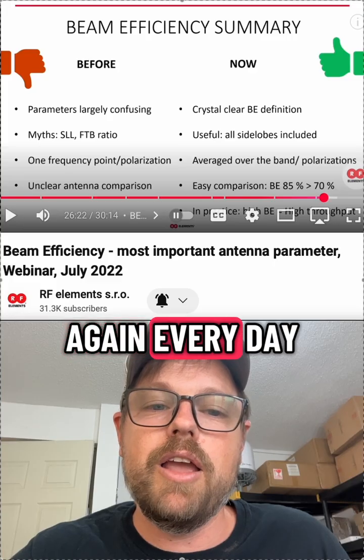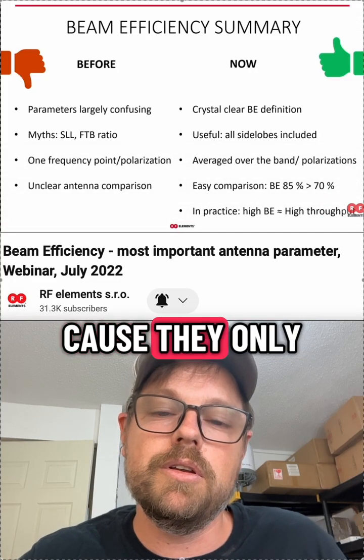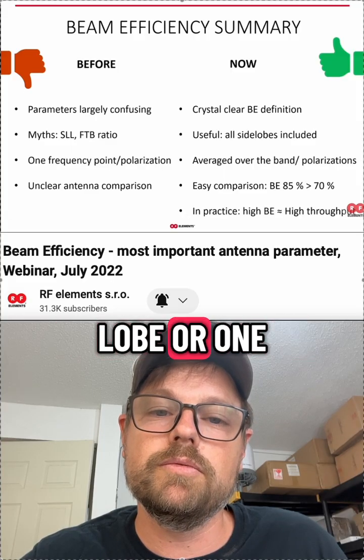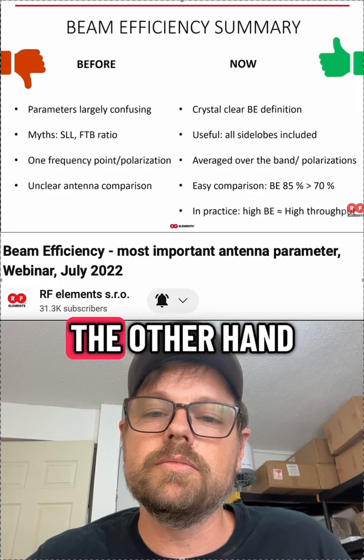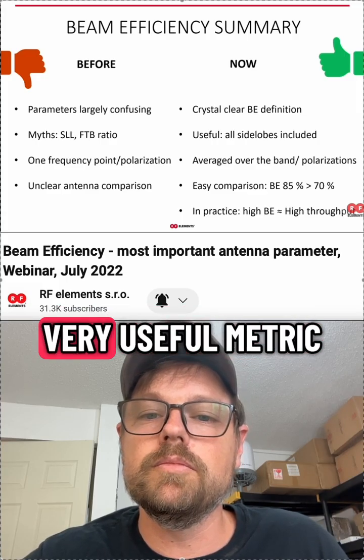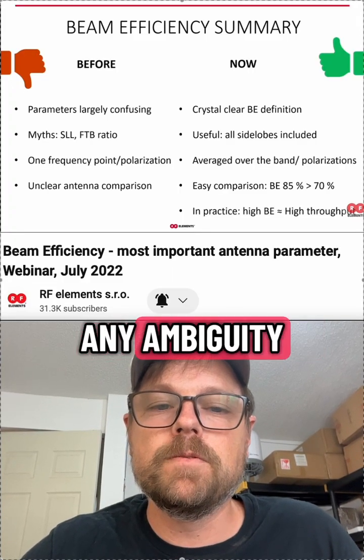Again, every day is opposite day with RF Elements. Because they only consider one side lobe, or one lobe out of many an antenna might have. So beam efficiency, on the other hand, includes all the side lobes, which makes it a very useful metric. Including all the side lobes removes any ambiguity.